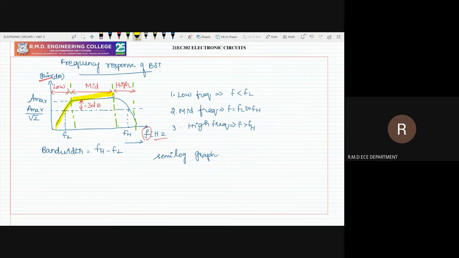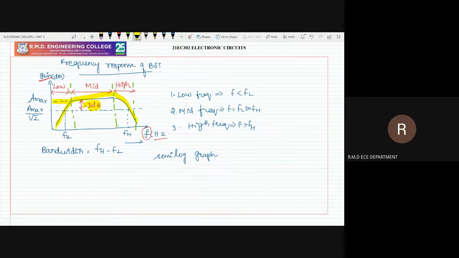So the curve will be like this. The first half will be the low, followed by the mid frequency region, and followed by the high frequency region. The maximum point is called your A max. From that, you have to reduce 3 decibel to find the cutoff frequency. It will be A max by root 2. 1 by root 2 value is 0.707. So if you convert into a log, it will become minus 3 dB.